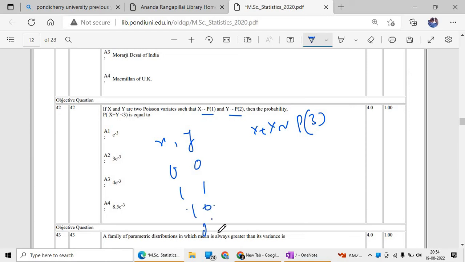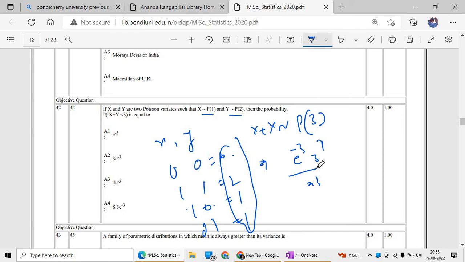1 0, 0 1 is also possible. 0 0, 1 0, then 1 0, 2 1. So here again 0, here 2, here 1 1. These are the possibilities. So we can substitute these limits here: e power minus 3, 3 power x by x factorial. What are the chances? 2, 1, 1. So e power minus 3, and in place of x here, x plus y will be there, and x plus y will be the factorial too.